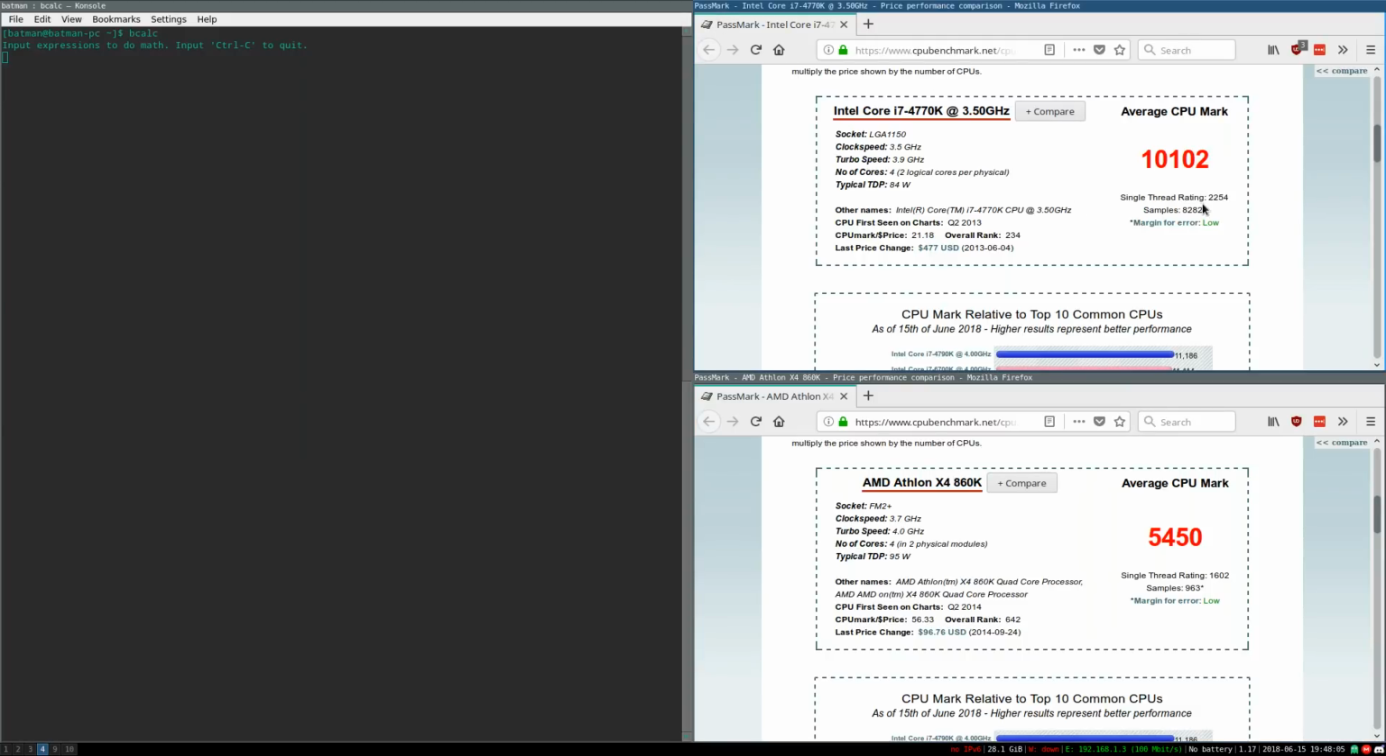So, according to PassMark, the single thread rating for the i7 is 2254, which means nothing in particular. It's just an arbitrary benchmark number. And the arbitrary benchmark number for my processor is 1602. That's what matters. We can expect the i7 to be somewhere on the order of 40% faster for a single thread. And single thread is what matters because they're claiming to do all this processing on one thread. No multi-threading at all, just a single thread. So that's the first thing.